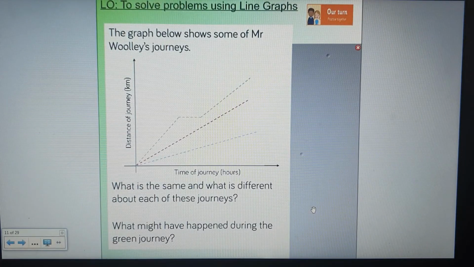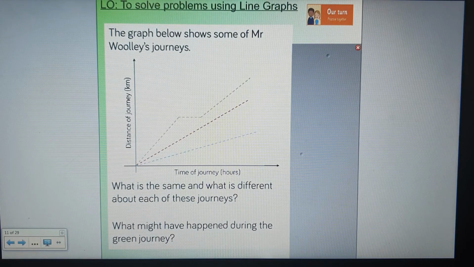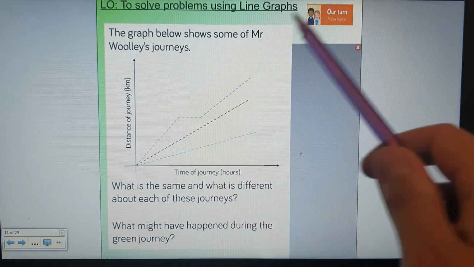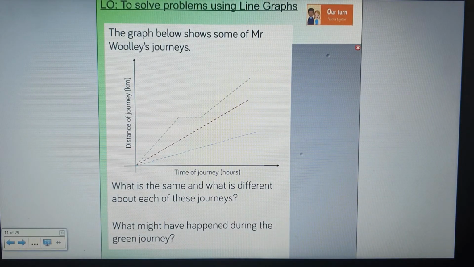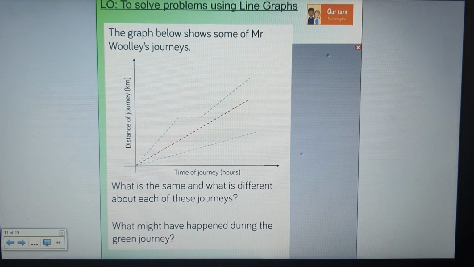Okay, we've got another hour turn. And this one shows some of Mr. Woolley's journeys. It has distance of journey on the left and time of journey hours on the bottom. And there are 3 different coloured lines. Okay. So he's starting here, and as time goes along, that's how far he's going. So it says, what is the same and what is different about each of these journeys?